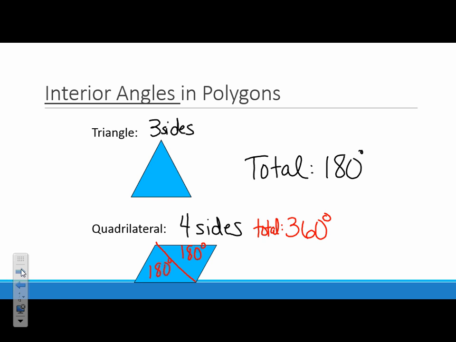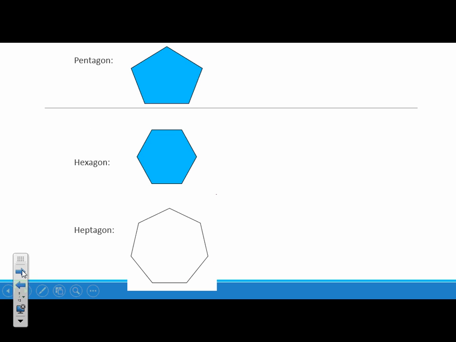But what happens when we go beyond our traditional three-sided or four-sided shapes? Let's look at a five-sided shape here, a pentagon. We can do the same idea. I'm going to start drawing in diagonals, corner to corner, starting at one vertex. See how I split that five-sided shape into three triangles? So the five-sided shape was split into three triangles, each one having 180 degrees. So if I take 180 times 3, that's going to tell me how many total degrees there are in a five-sided shape, or a pentagon. Total: 540 degrees.